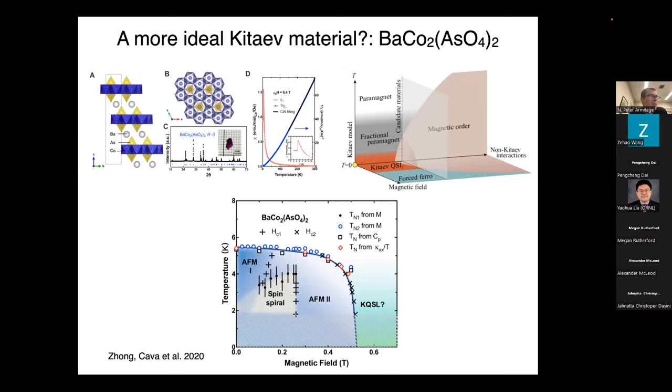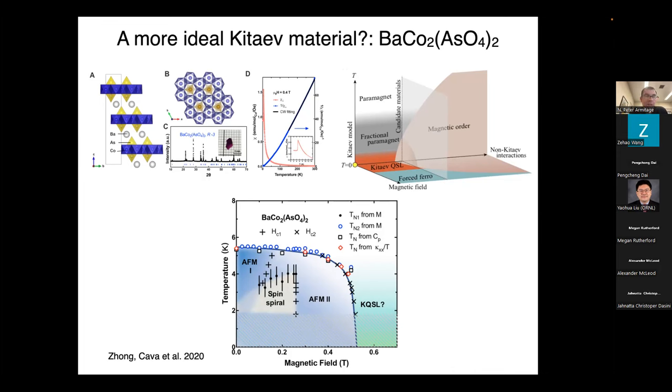You come down at zero or small magnetic field, you come into some kind of nominally anti-ferromagnetic-like state. And as you apply a field, you come through a variety of different incommensurate phases, which may have some kind of spin spiral structure. But at really quite a small field, about half a Tesla, you seem to suppress magnetic order altogether.